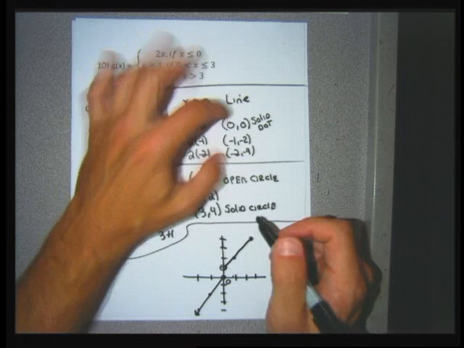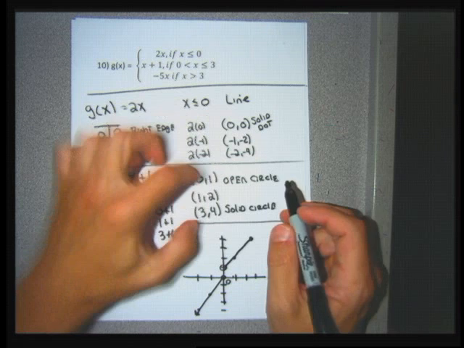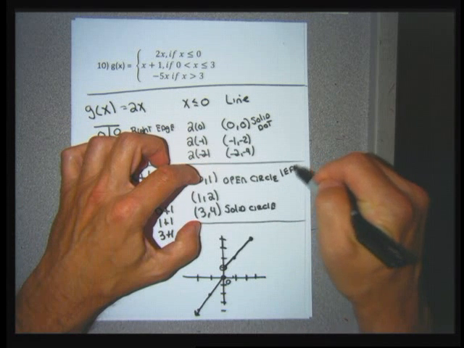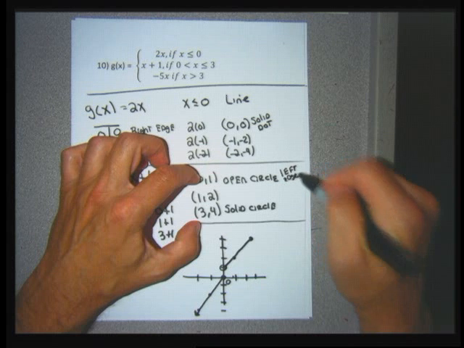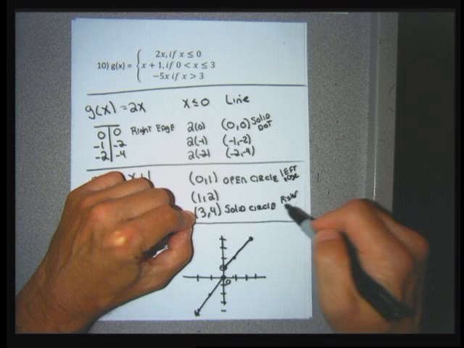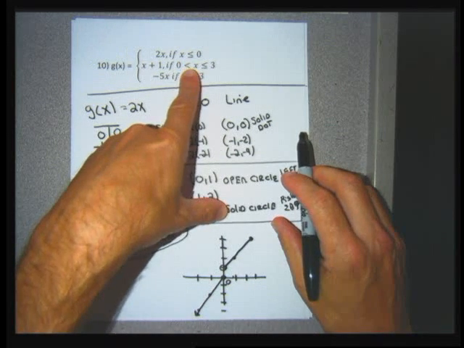The first graph had a right edge, but not a left edge. This open circle at (0, 1) is the left edge of this graph, and the solid circle at (3, 4) is the right edge, because this middle piece is only good for values of x between 0 and 3.